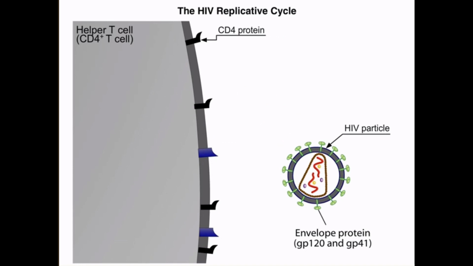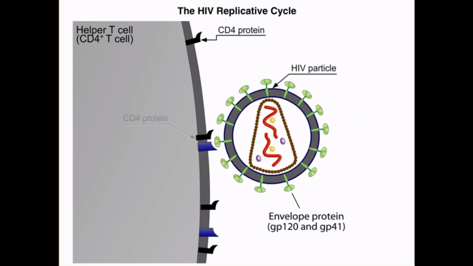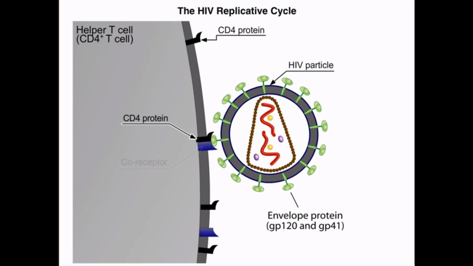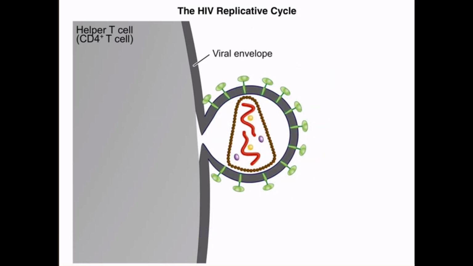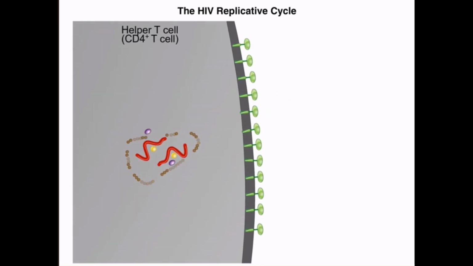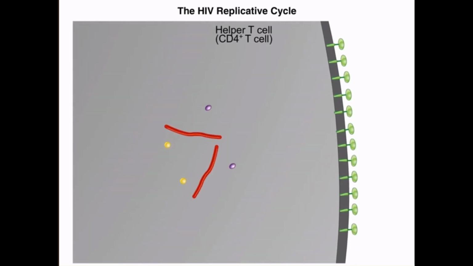Proteins on the outer envelope of the virus recognize and bind to the CD4 protein and a co-receptor. The envelope protein is made up of two smaller proteins, GP120 and GP41. When the cellular and viral proteins bind, the cell membrane begins to fuse with the viral envelope. The viral envelope is left at the cell surface. This fusion allows the contents of the viral envelope, the viral core, to enter the cell.